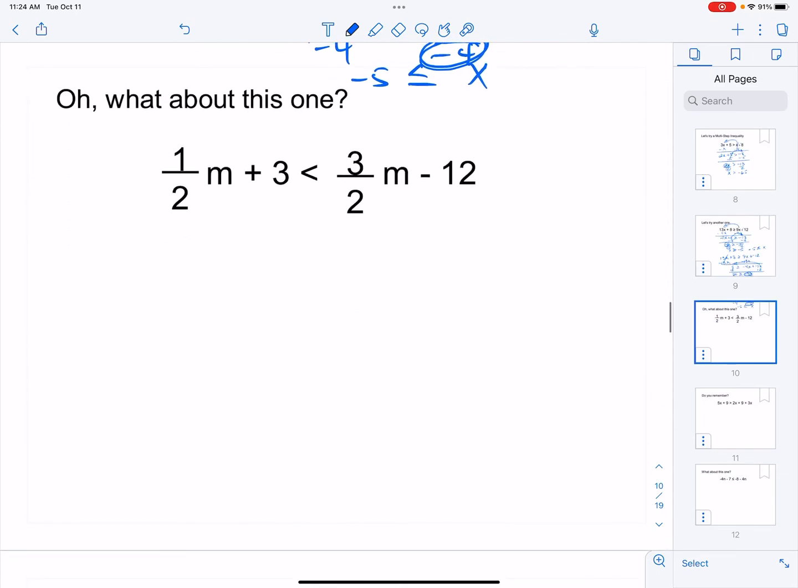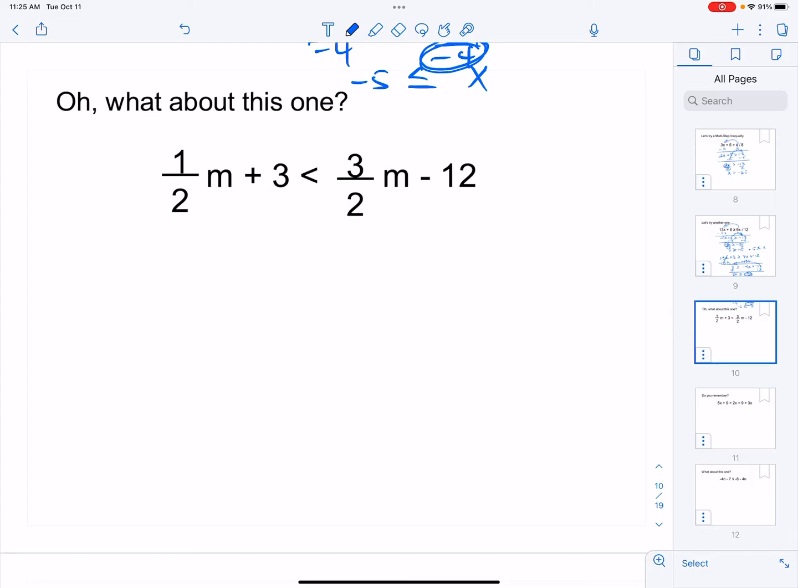Now let's bump it up a notch. What if we have fractions? Will that cause any differences? No. You could change them to decimals if you want to. I choose to leave them as fractions. So we do everything exactly the same. We change our subtraction to addition. I'm going to move this 3/2 over, so I do that by doing a negative 3/2 m.